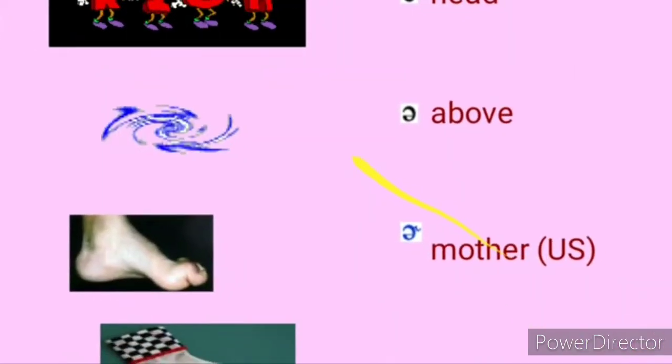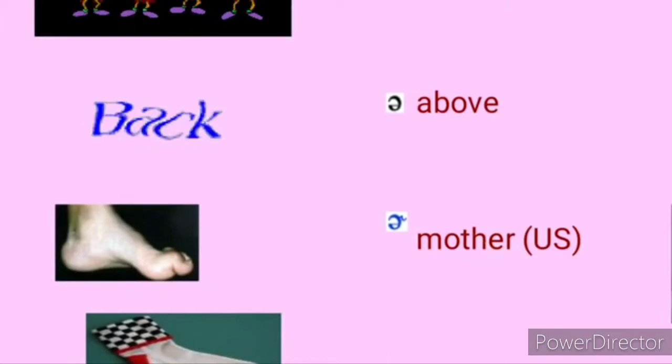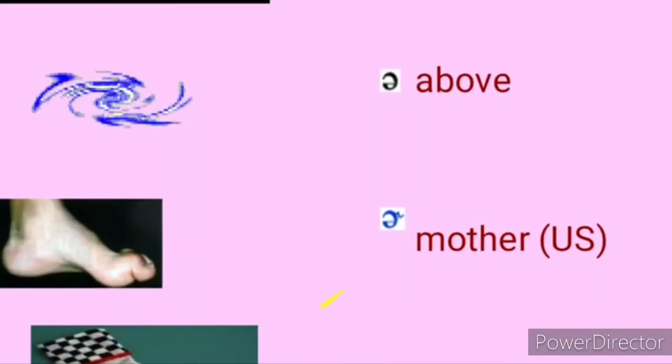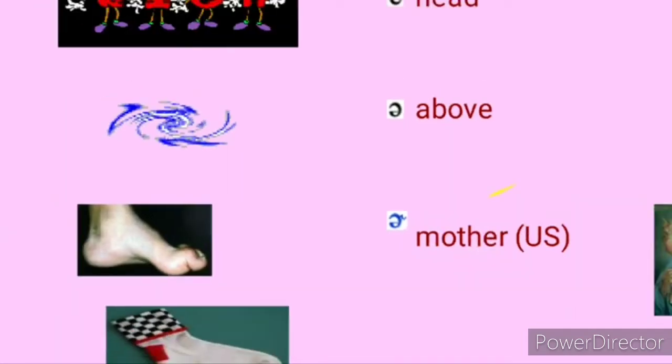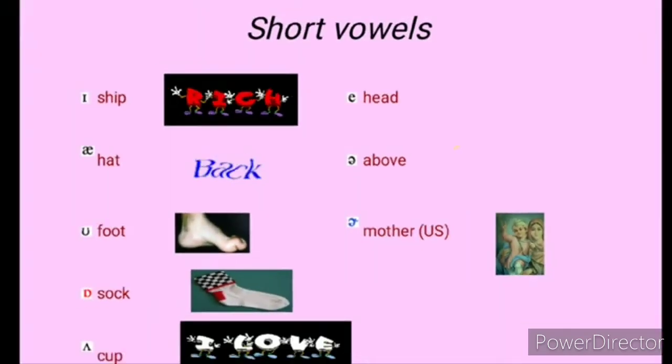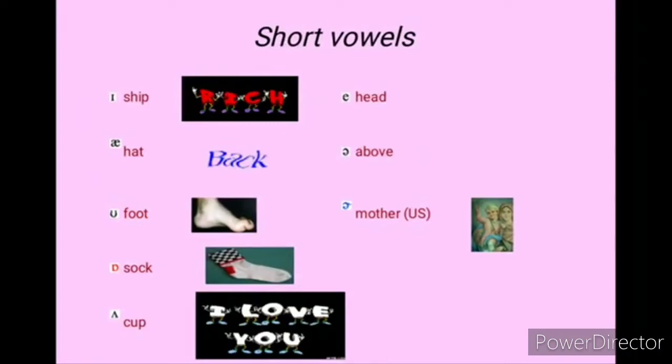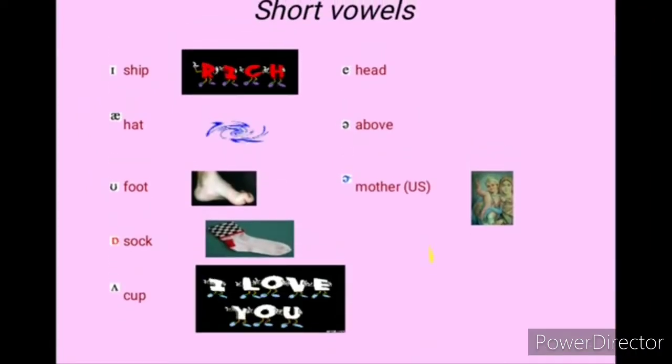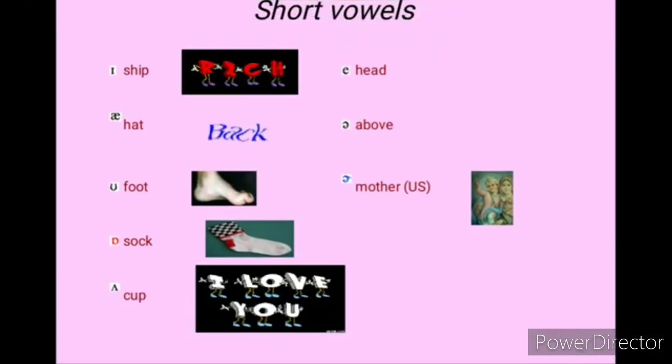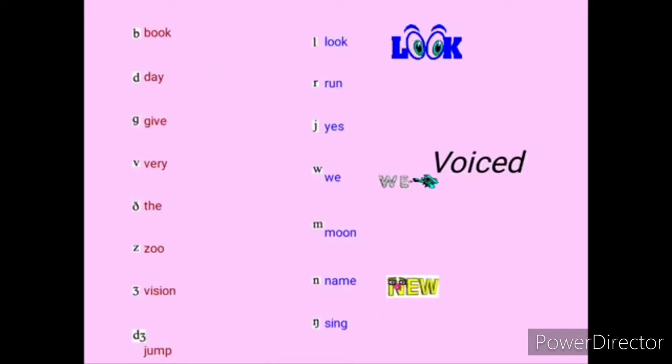Sock, foot, hat, back, ship, head, above, mother. So you just see the symbols here for the sound, right? So the symbols of short vowels do not have colons. You see the voiced consonants here.